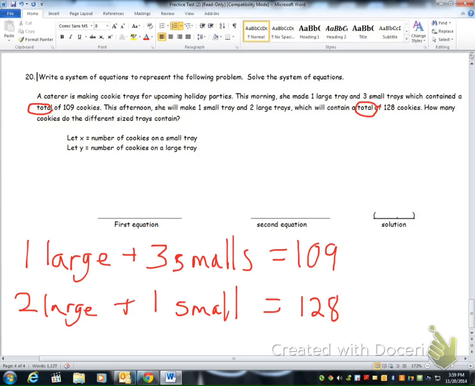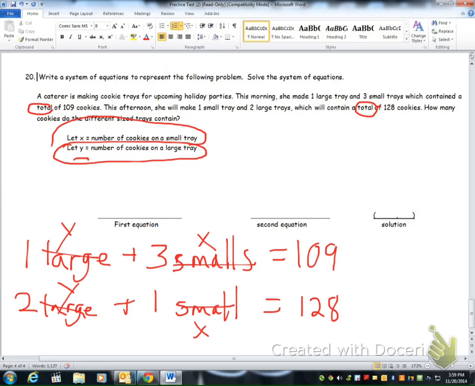Well, here the number of cookies on the large tray is y. They told you to use y. So I can replace large with y. So I have 1y and 2y. And x is the number of cookies on a small tray, so I can replace the small with x and x. So my first equation is y plus 3x equals 109. And the second one is 2y plus 1x equals 128.